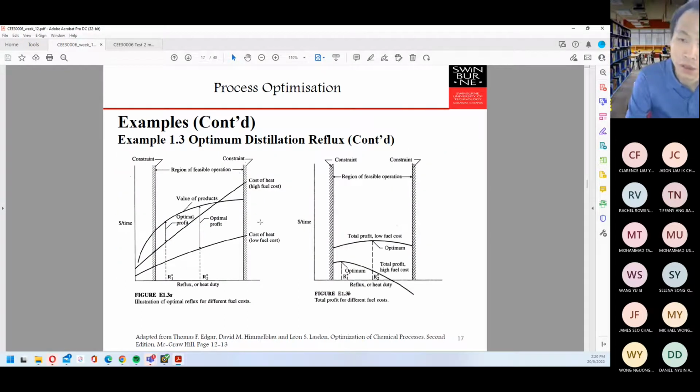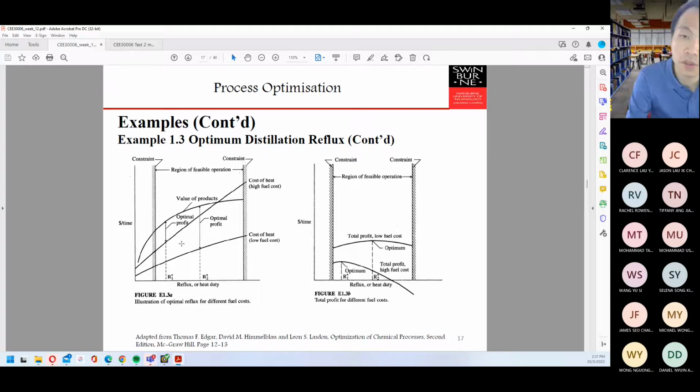We will go into this particular graph. In this graph, you can see that the x variable depends on the reflux or the heat duty. There is an associated cost that is put in here. If the cost of the heat is low, then we will have this particular curve. If the cost of the heat is high, then this one. Then this will be the value of your products.